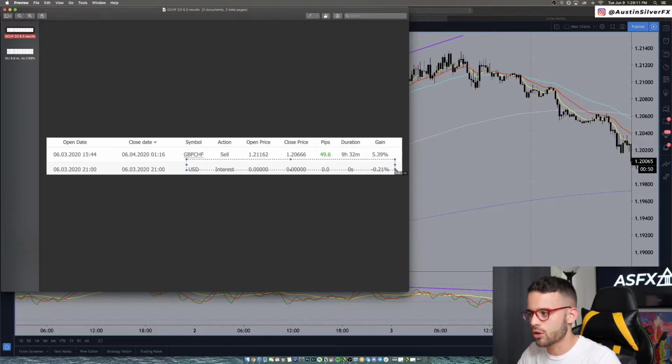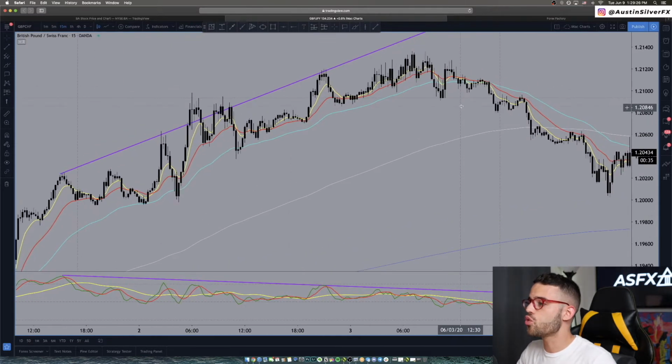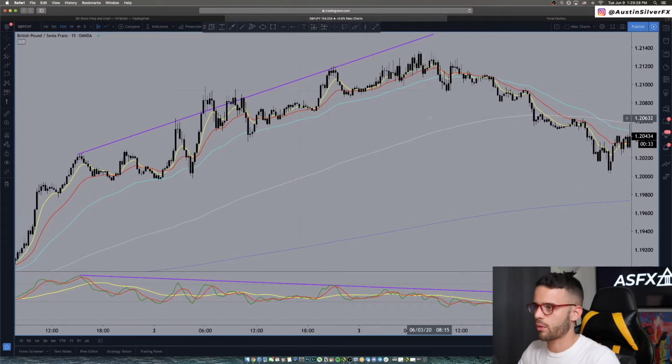You can see I had to pay a little bit of interest here because it was a swing trade, but I'm fine with that because you can see it goes from the 3rd into the 4th. I took the trade on the 3rd, closed it on the 4th. Now, the open price, 1.2116. Let's mark that. I want to show you what I really liked here first before we mark it actually.